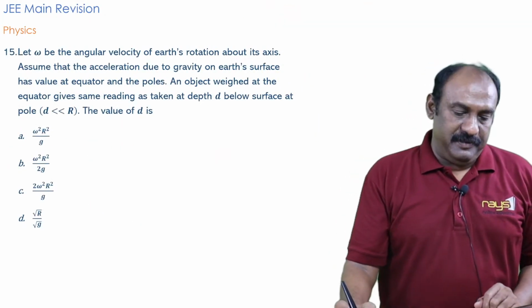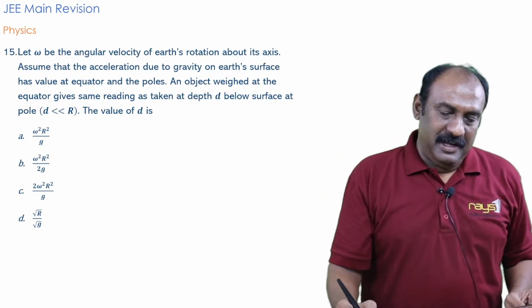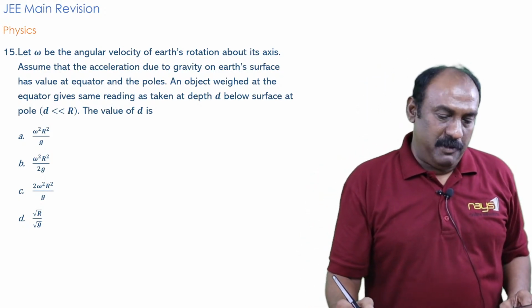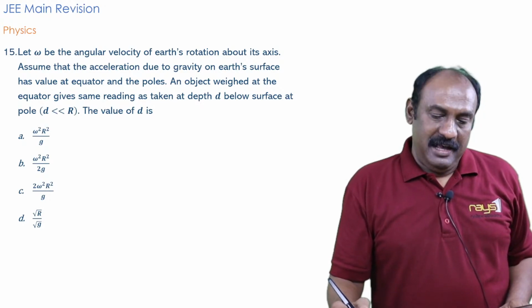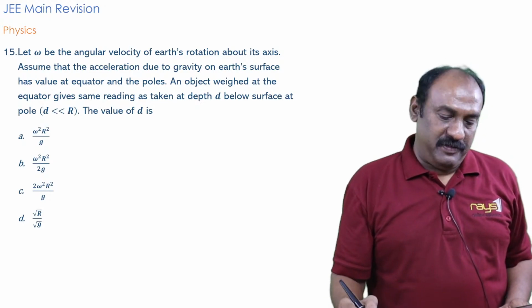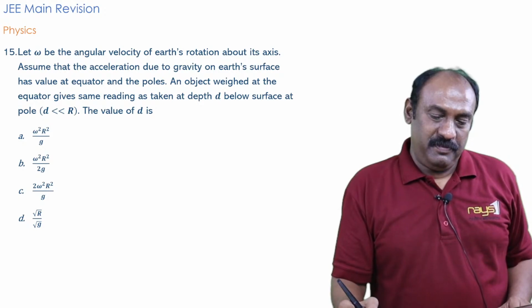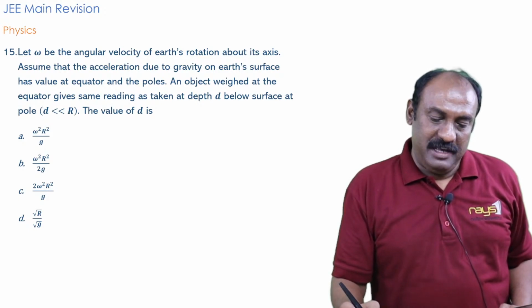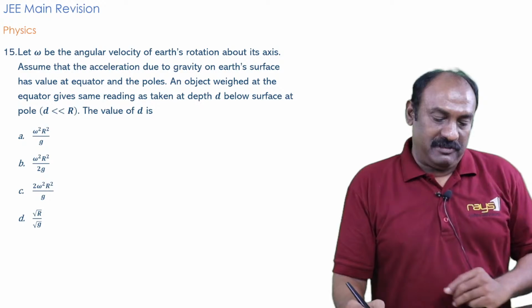Question number 15. Let omega be the angular velocity of the earth's rotation about its axis, assuming that the acceleration due to gravity on the earth's surface has a value at the equator and poles. An object's weight at the equator gives the same reading as taken at depth d below the surface.